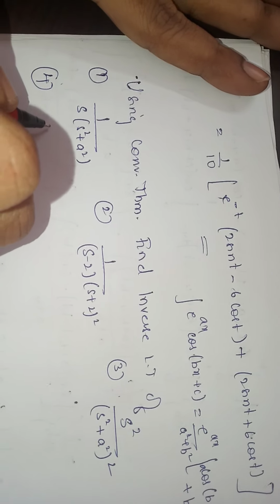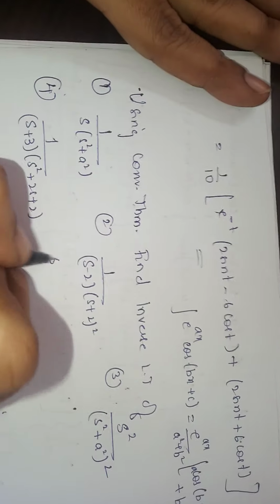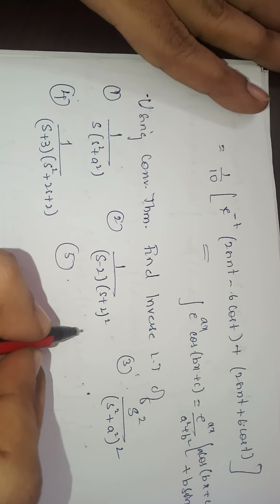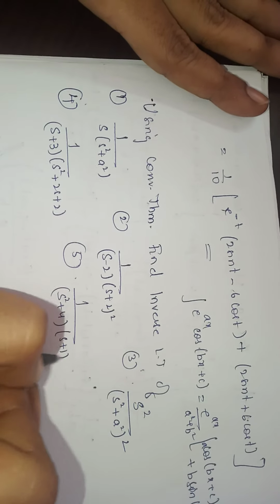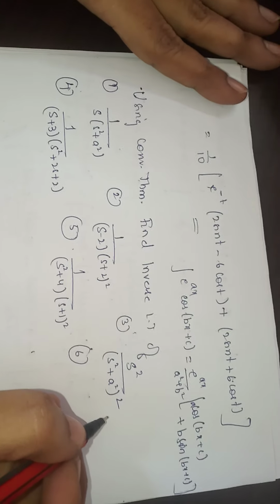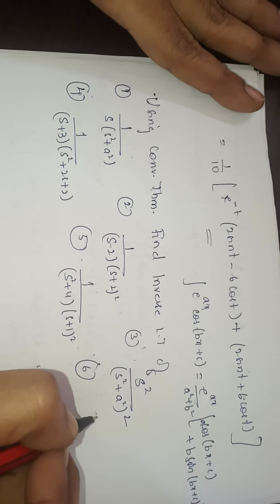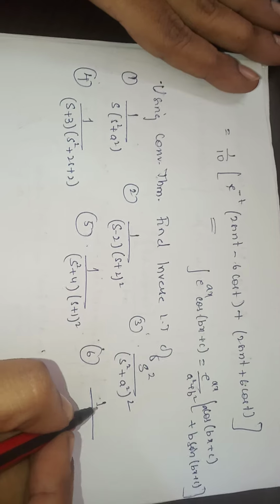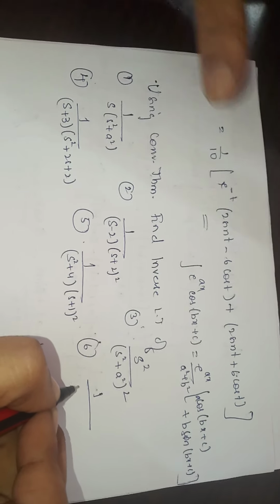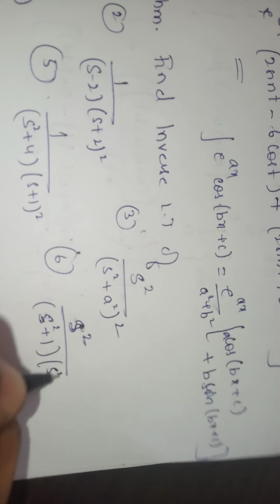Next one, something plus 3 into s square plus 2s plus 2. Next, 1 by s square plus 4 into s plus 1 whole square. Next, something by s square by s square plus 1 into s square plus 4.